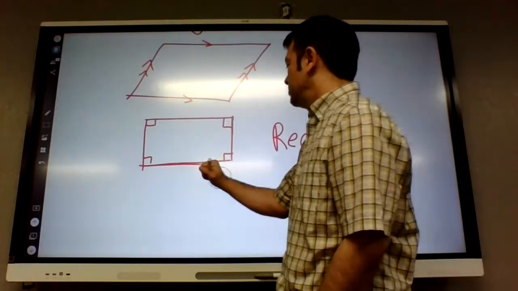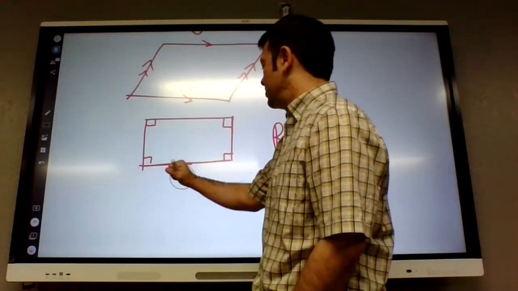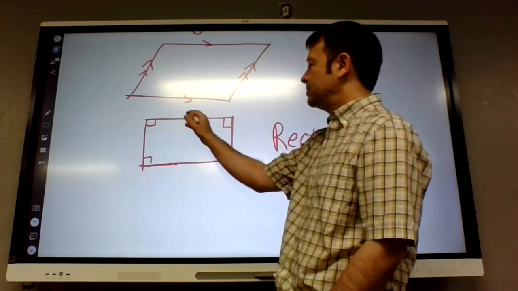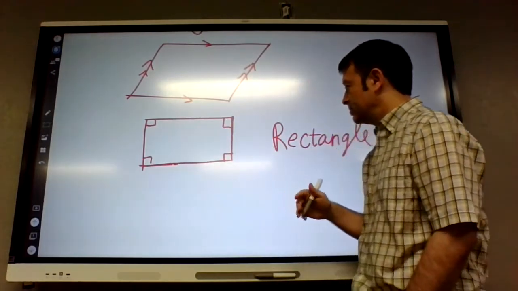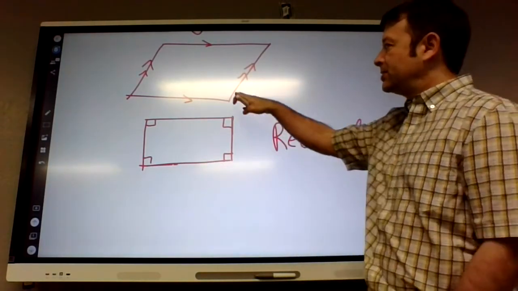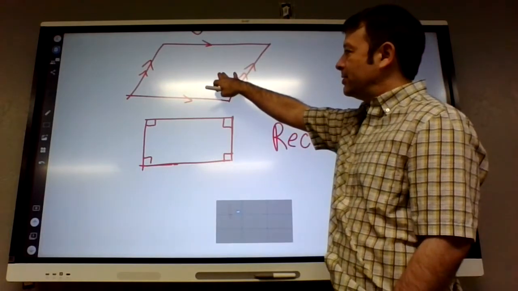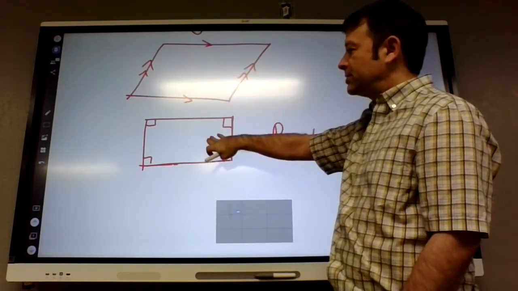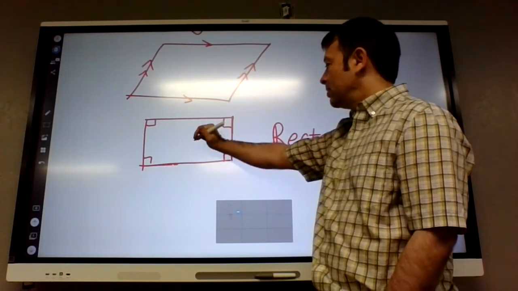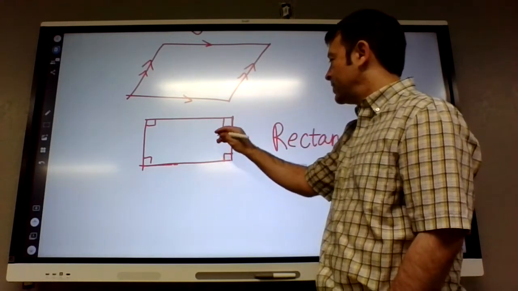Is a rectangle a parallelogram? Yes. These sides and these sides are parallel. But more specifically, it's a parallelogram with 90-degree angles. This is a parallelogram, but it's not a rectangle. This is a rectangle, and that automatically makes it a parallelogram.